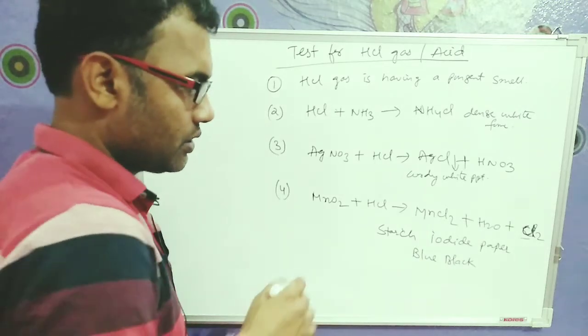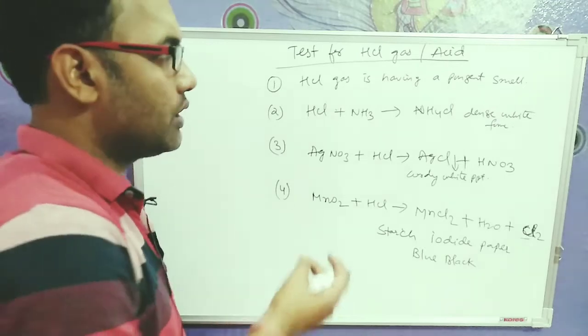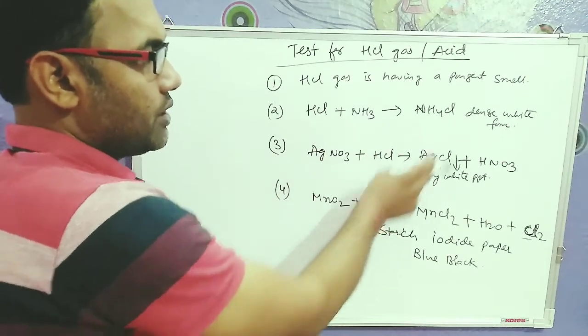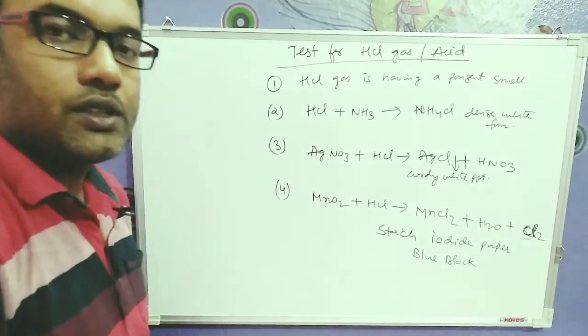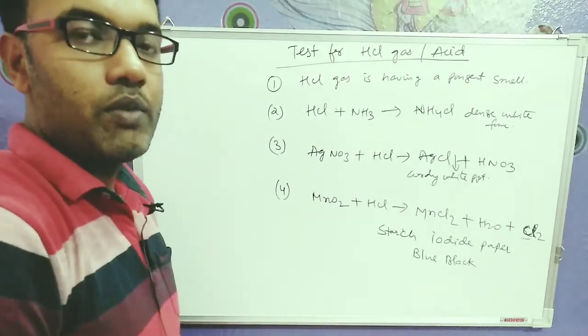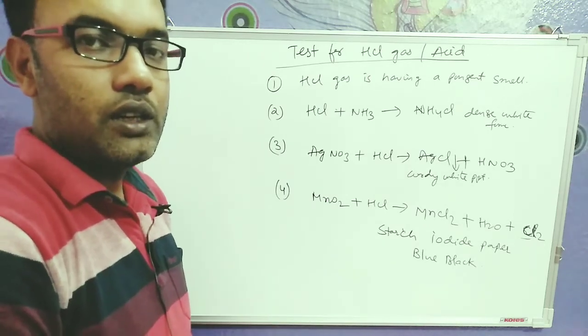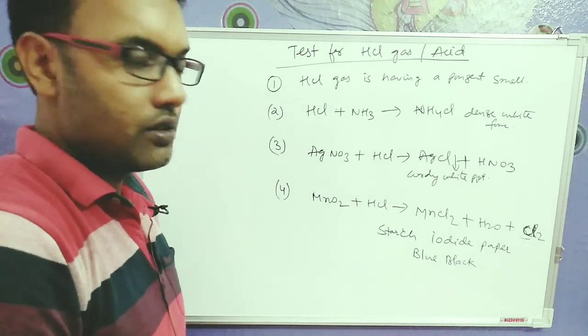Is it clear, students? So these are the tests which will tell you whether a particular gas is HCl or a particular acid is HCl acid. Hope, students, this chapter is very clear to you. In the upcoming videos we'll be discussing ammonia, then nitric acid, and then sulfuric acid.